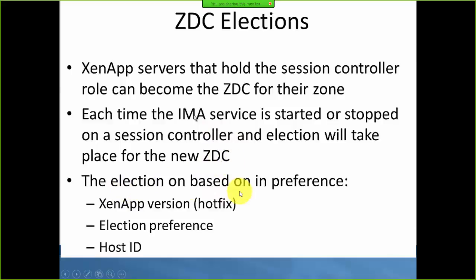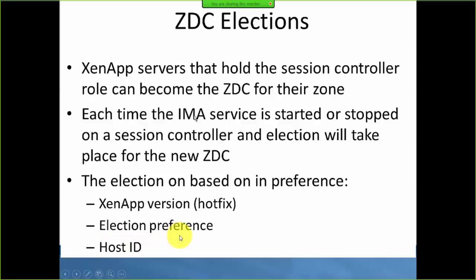The election is based on the preference for the ZDC selection among the XenApp servers. Who will be the ZDC among the 5 servers in the London zone? It could be that XenApp server which is most updated with respect to hotfixes. Maybe we missed the latest hotfix on any of the other servers.